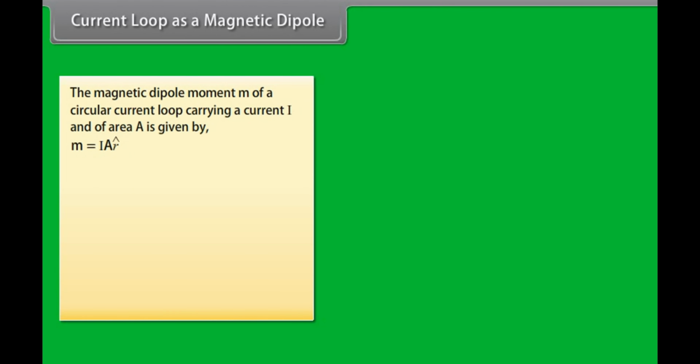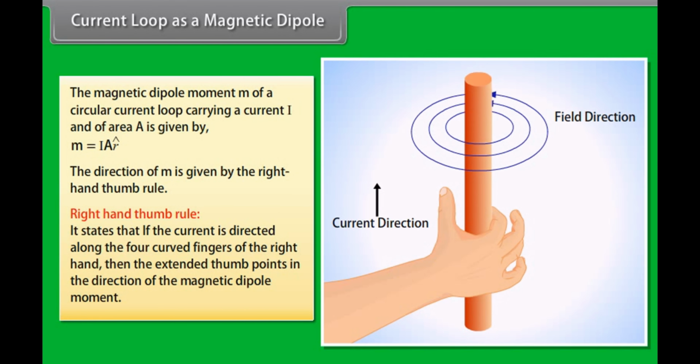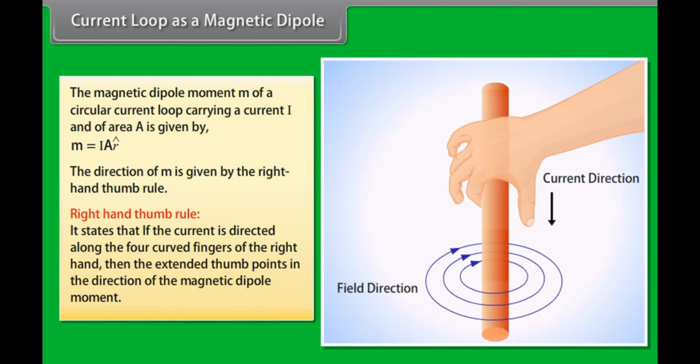Current loop as a magnetic dipole. The magnetic dipole moment m of a circular current loop carrying a current I and of area A is given by m is equal to the product of I and A r cap. The direction of m is given by the right-hand thumb rule. Right-hand thumb rule states that if the current is directed along the four curved fingers of the right hand, then the extended thumb points in the direction of the magnetic dipole moment.